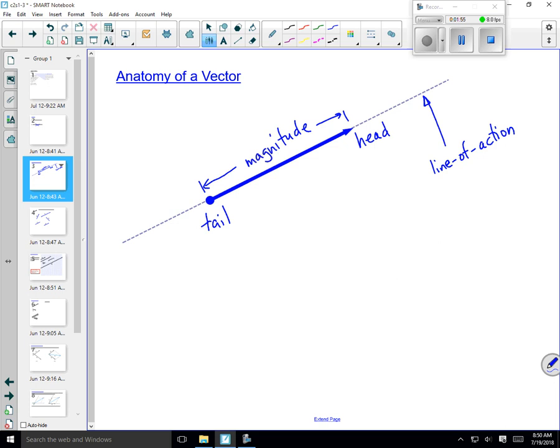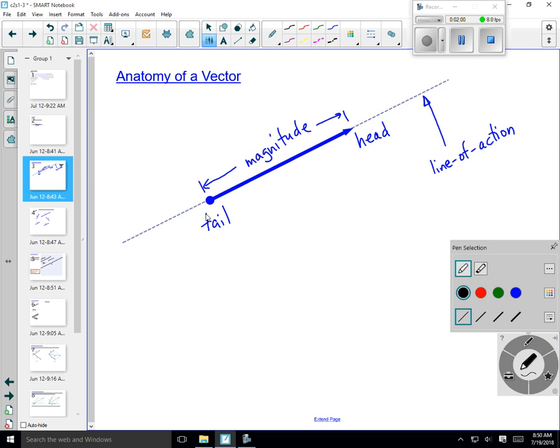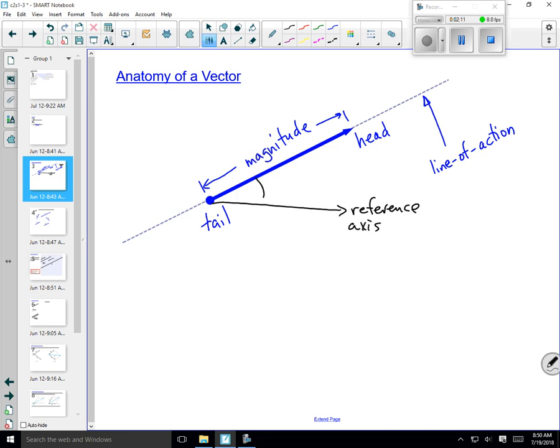And then if I wanted to introduce some kind of coordinate system, I'd have to define a reference axis. So here's the reference axis. And then I could put in an angle here and talk about the direction, the magnitude and the direction. But I have to define some kind of reference axis in order to do that.